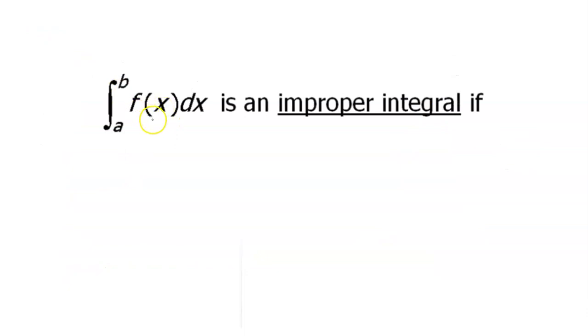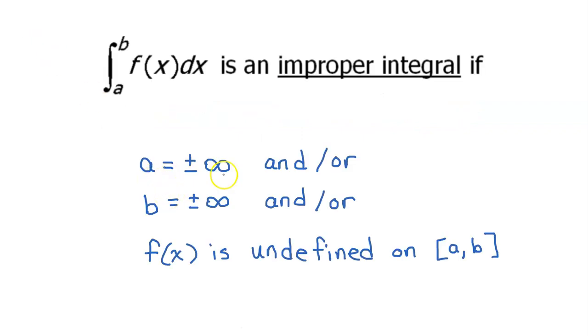An integral that looks like a definite integral is an improper integral if the lower limit is positive or negative infinity, and/or the upper limit is positive or negative infinity, and/or f of x is undefined on the interval from a to b.